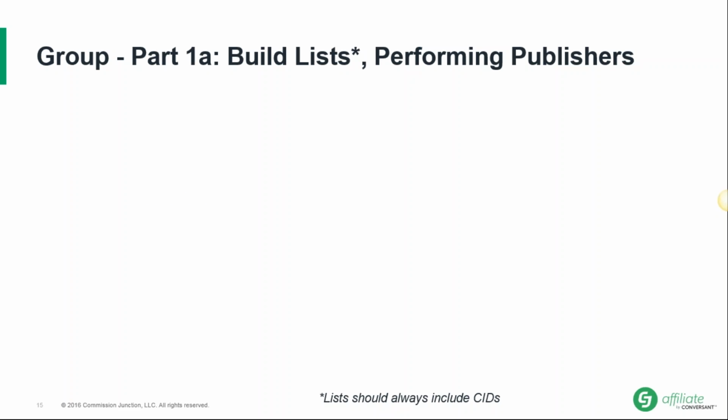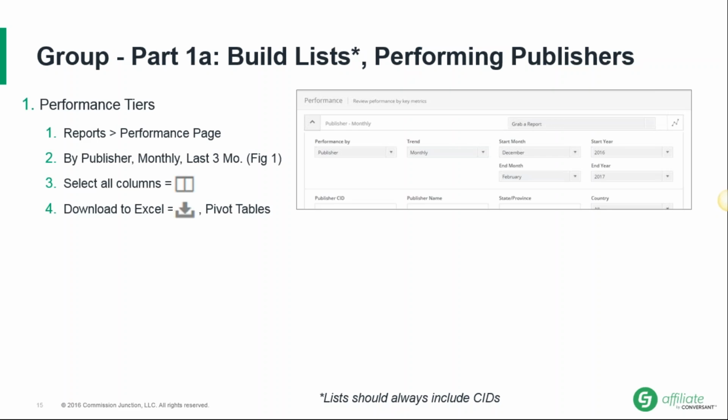It's critically important. To get started with segmenting by performance, go to your reports area's performance page and run reporting by publisher, setting the filters to monthly trends and the date range to the last 3 months. We'll give you a monthly by publisher table of performance results for the last 3 months. Make sure you've got all your columns selected with this button here, and then download it in Excel to check out the data. From there, you could use pivot tables to identify your top performers, low performers, and publishers with just clicks. You can, of course, do this with more than 3 months of data, but this is a good place to start.